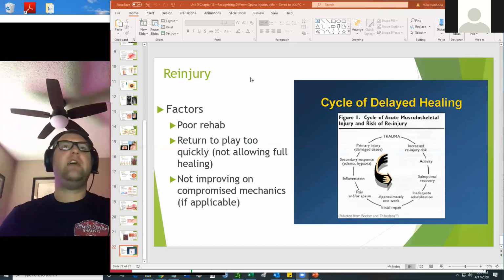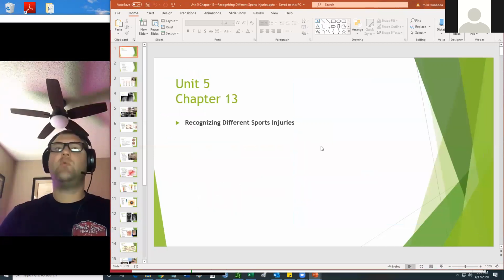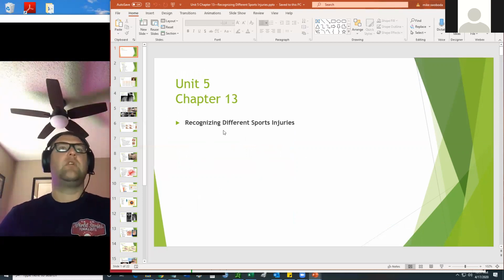So that there is your overview of injuries here. And as I said, we're going to be getting into these more in depth in the coming weeks. We'll talk about each of these injuries individually based on body part. But overall, that is that.